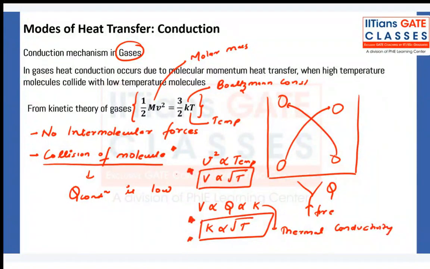Okay, gases, did you understand? Are these phenomena in gases clear? Is it clear?